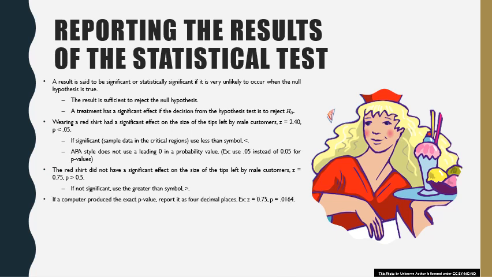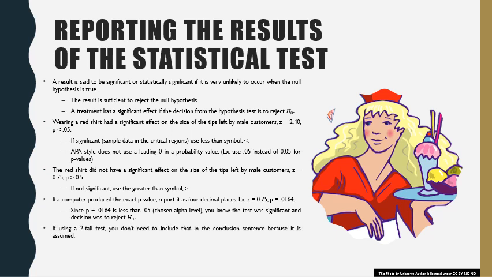If a computer produced the exact p-value, then we would report it as 4 decimals. For example, we would say z equals 0.75, p is equal to .0164. Since p equals .0164 is less than .05, which is our chosen alpha value, then you know that the test was significant and that the result in the decision is to reject the null hypothesis.